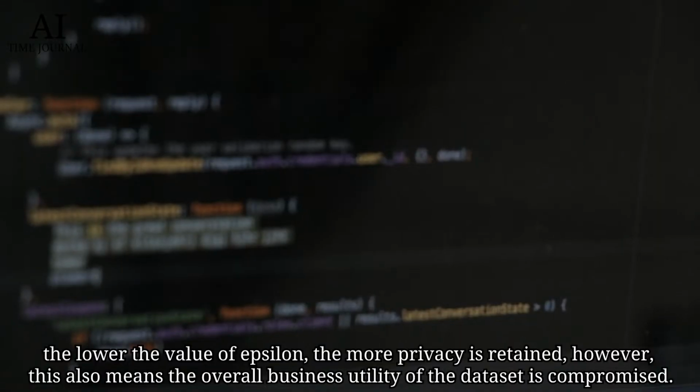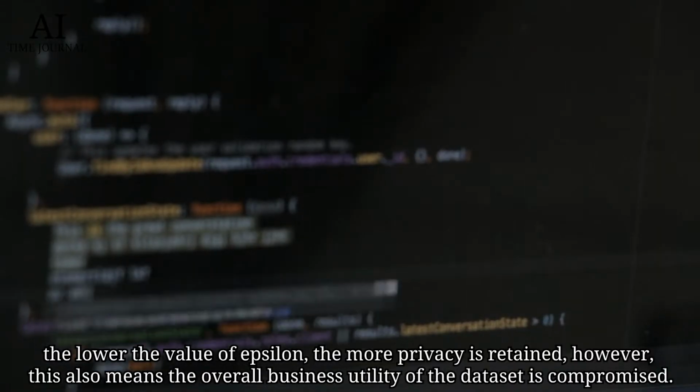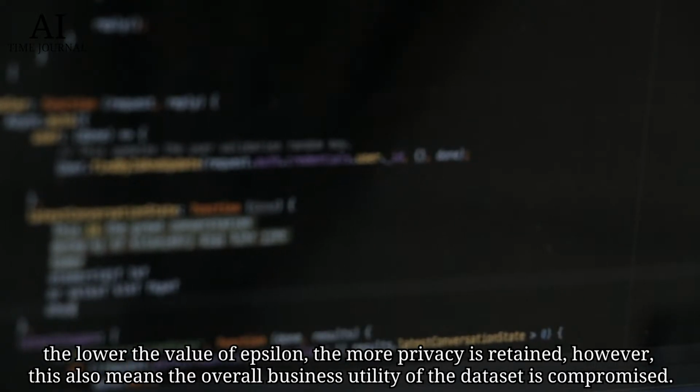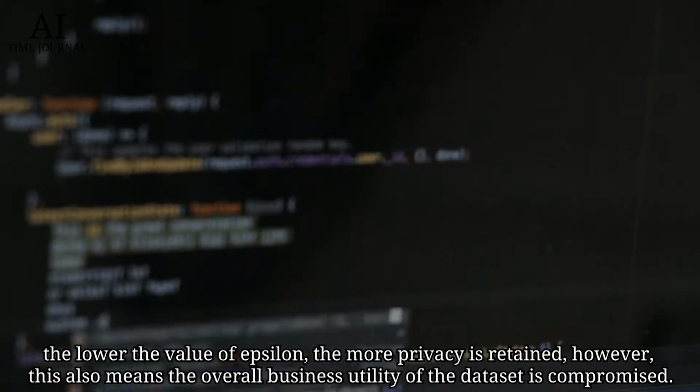The lower the value of epsilon, the more privacy is retained. However, this also means the overall business utility of the dataset is compromised.